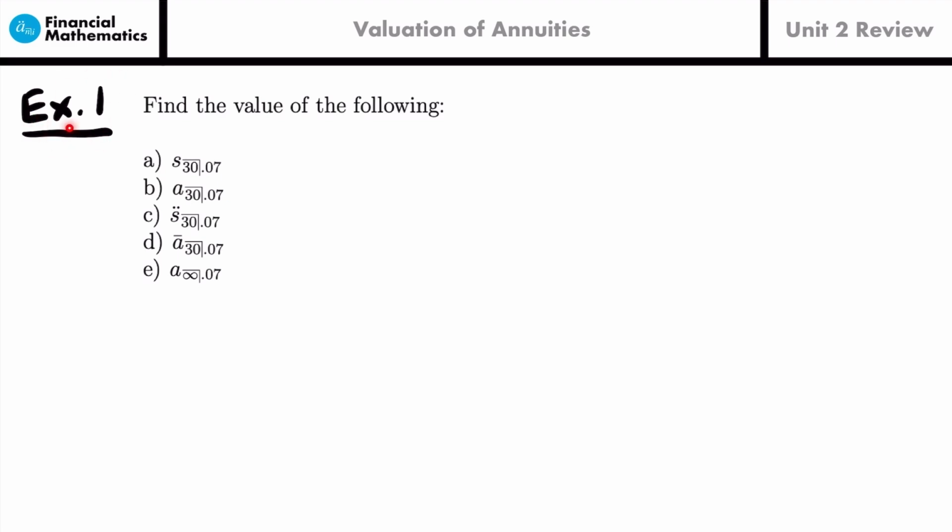Okay, so here's example 1. Before we get started, I just want to say this. Since this is a unit review video, if you want to test your knowledge on the valuation of annuities, I would encourage you to pause this video at the beginning of every review problem. I would pause the video, try the problem out for yourself, see if you can solve it on your own, and then once you get the answer, or if you get stuck, then feel free to play the video and see how I go through the example and compare your work to mine, okay?